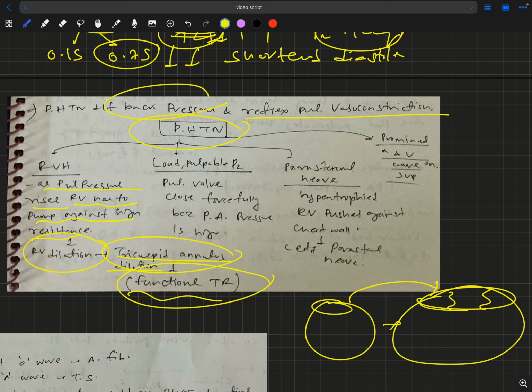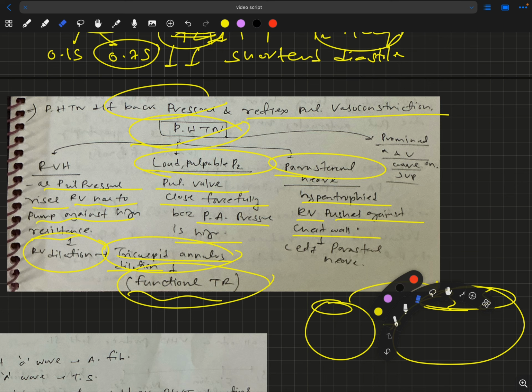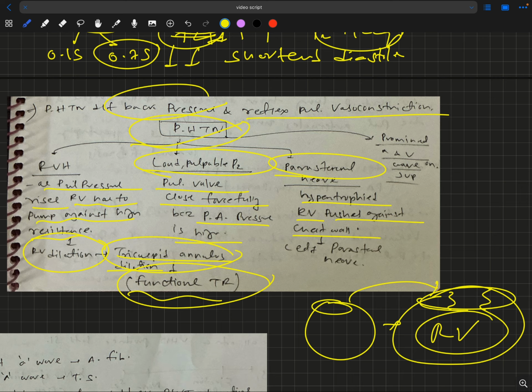So another finding in case of pulmonary hypertension is a loud and palpable P2. Loud and palpable P2 is seen in pulmonary hypertension because the pulmonary valve closes forcefully as the pressure inside the pulmonary artery is very high. Another is parasternal heave. Parasternal heave is due to the hypertrophied right ventricle pushing against the chest wall. So right ventricular hypertrophy, loud palpable P2, late parasternal heave will be seen in case of pulmonary hypertension.